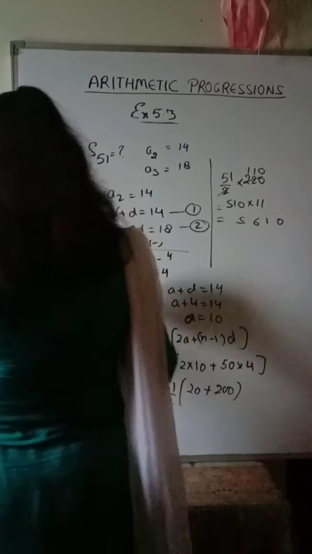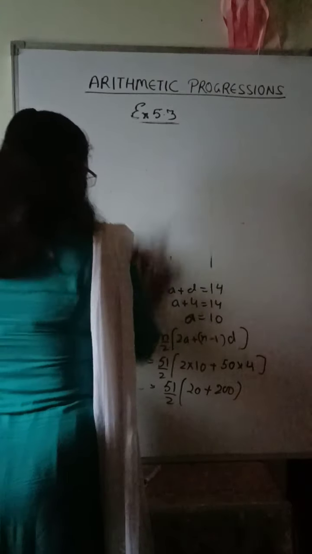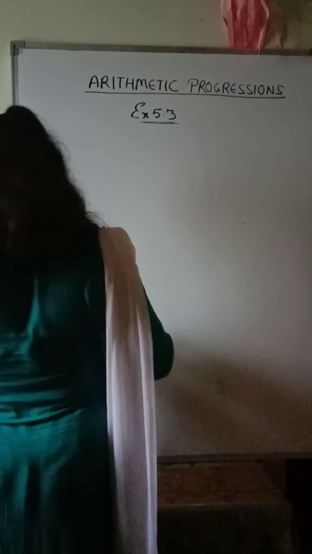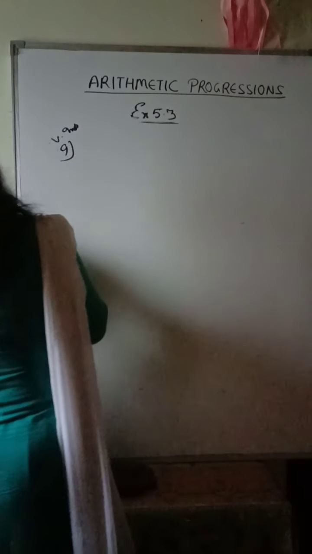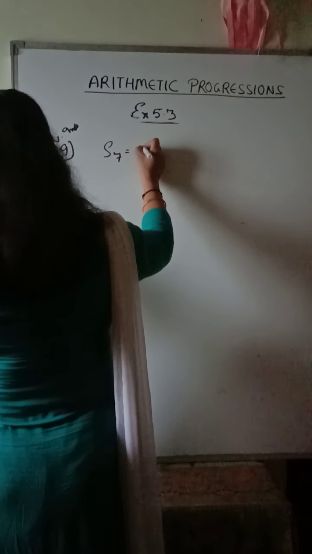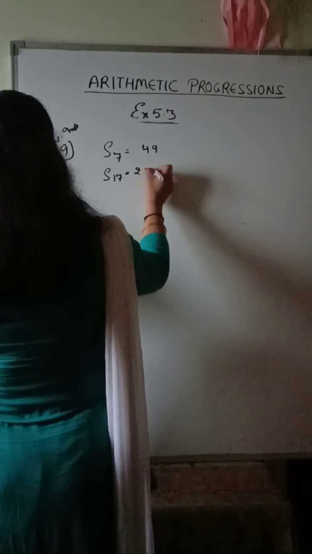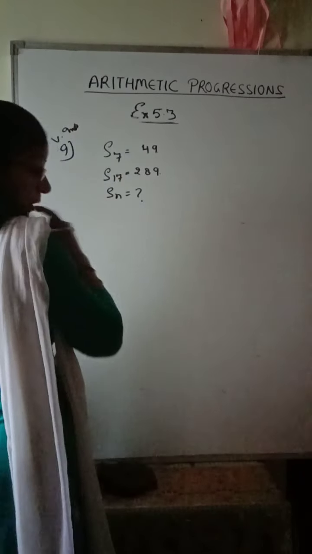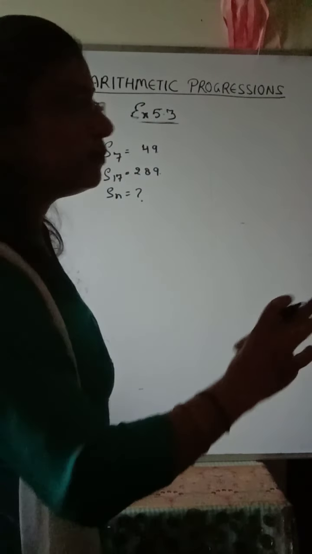Okay, so now 9th question we will start. What is the 9th question? See, 9th is a very important question. Okay, very important. If the sum of 7 terms of an AP is 49 and that of 17 terms is 289, find the sum of n terms. This is a very important question. You can see this question so many times in your sample papers and board examination papers.